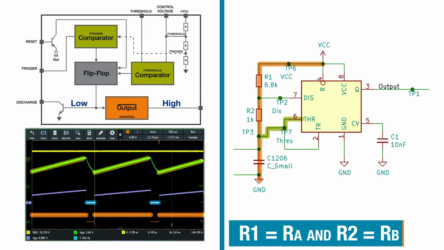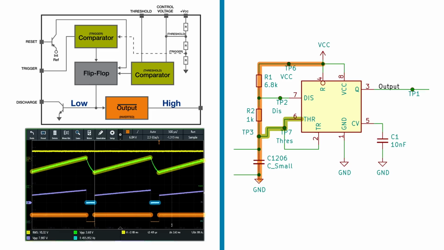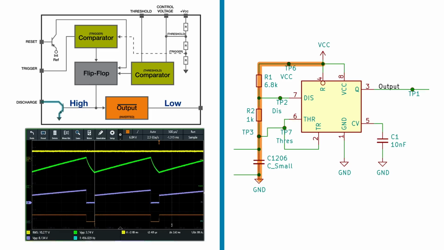When pin 6 hits about 6.6 volts, the flip-flop toggles, causing the transistor on the discharge pin to turn on, providing a path for the timing capacitor to discharge. However, it only discharges through RB. The ratio of RA and RB determines the output duty cycle. In this circuit, it takes about 8 times longer for the timing cap to charge up to 2/3 VCC than it does to discharge to 1/3 VCC.